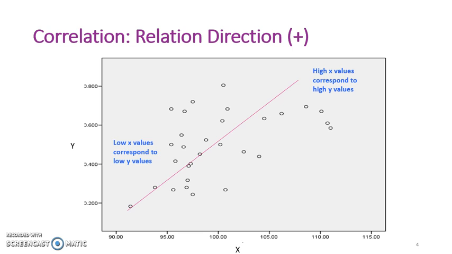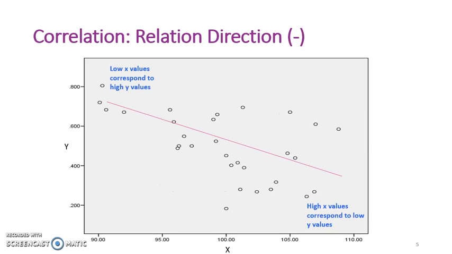Let's take a look at what different relations might look like on a scatter plot. Here's an example of what a scatter plot might look like for a positive association. Generally, low x scores correspond with low y scores. In addition, high x scores correspond with high y scores. If we drew a line through these, it goes from low to high. Here's an example of what a scatter plot for a negative association might look like. Generally, low x scores correspond with high y scores. In addition, high x scores correspond with low y scores. If we drew a line through these dots, it would go from high to low.